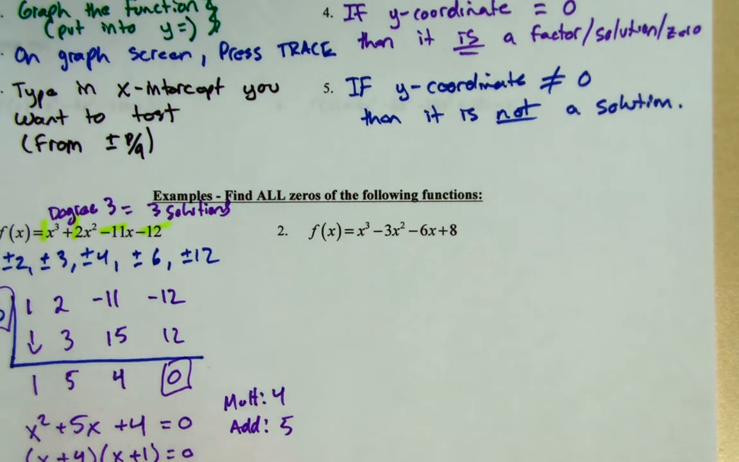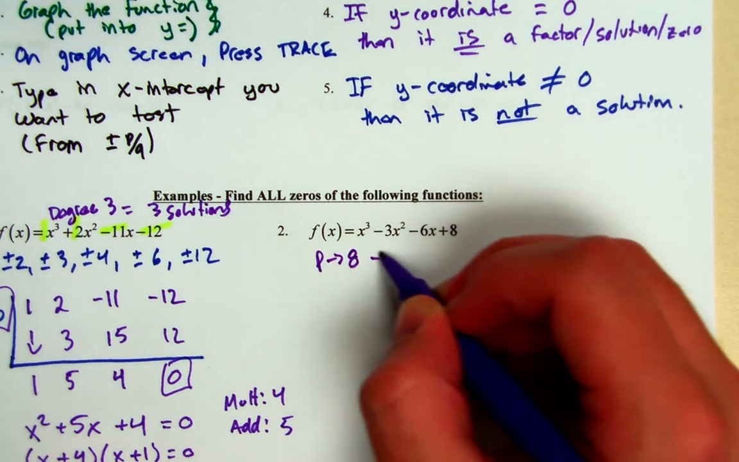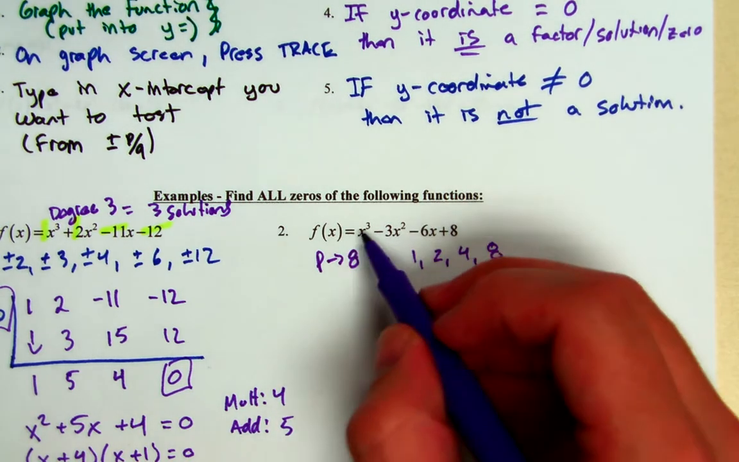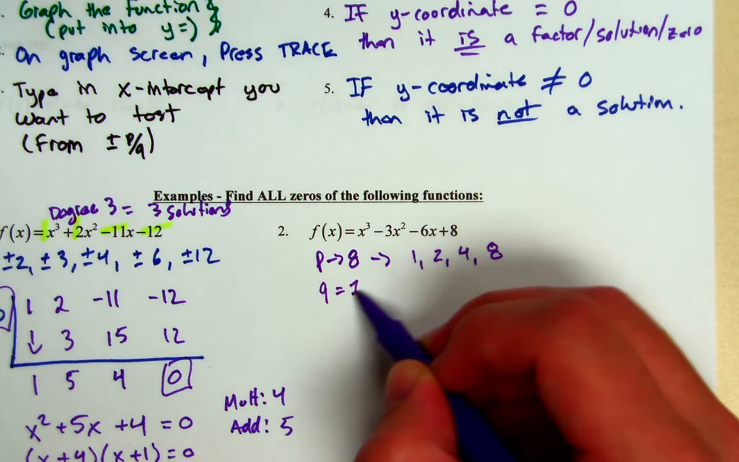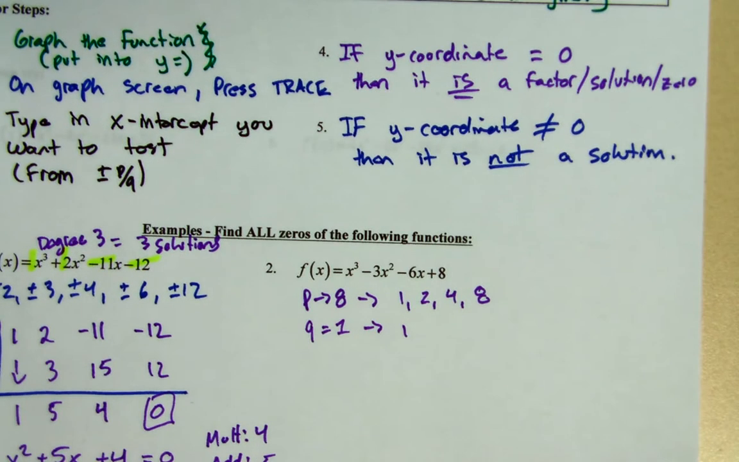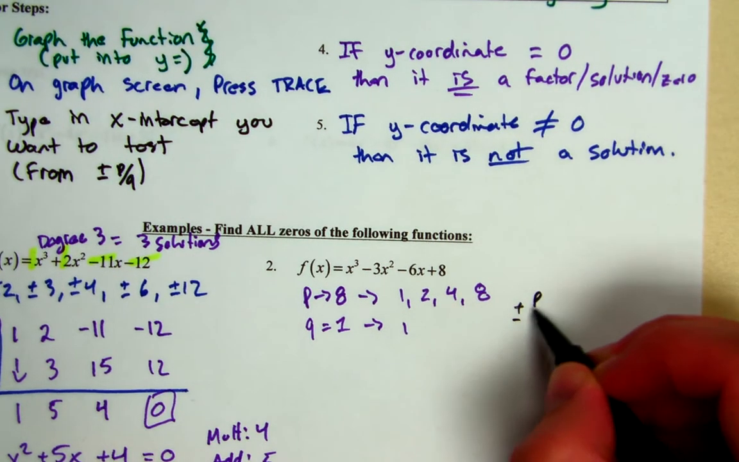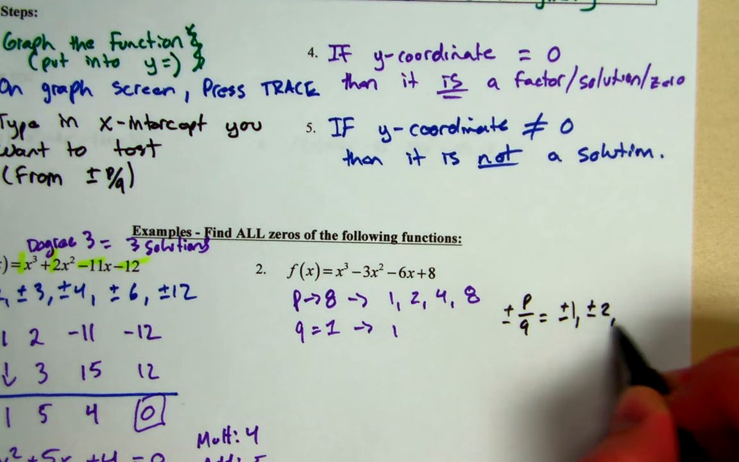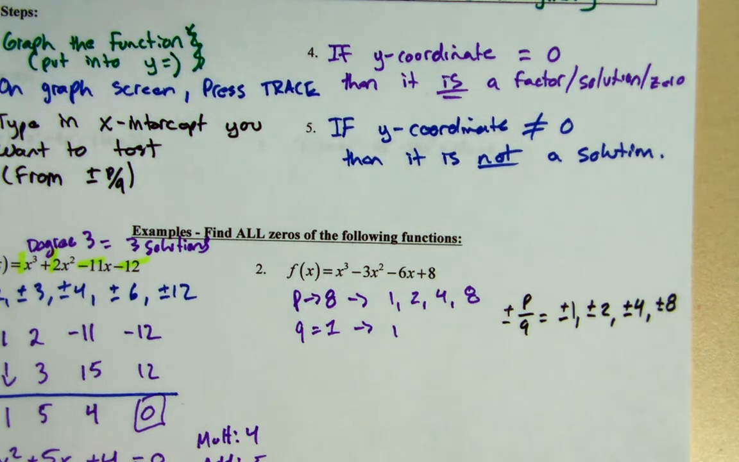First, we're going to list p's and q's. Well, p is 8. 8's factors are 1, 2, 4, and 8. Q is 1. So I just need to divide all of my list by 1. So in this case, it's really easy again. So plus or minus p over q equals plus or minus 1, plus or minus 2, plus or minus 4, and plus or minus 8.